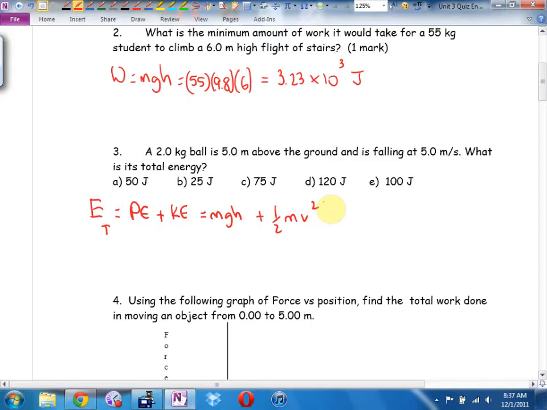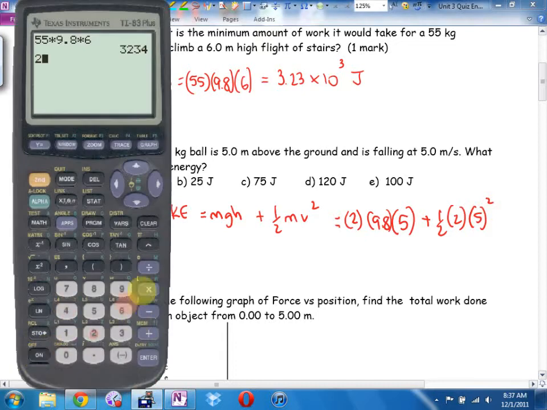It has this much energy at that particular time. It has mass 2, g 9.8. What's the height? 5. Plus a half m v squared, also 5 meters per second. The total energy is 2 times 9.8 times 5 plus 0.5 times 2 times 5 squared.